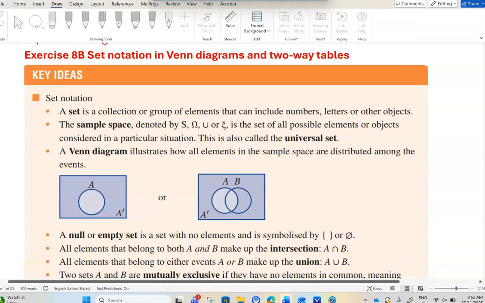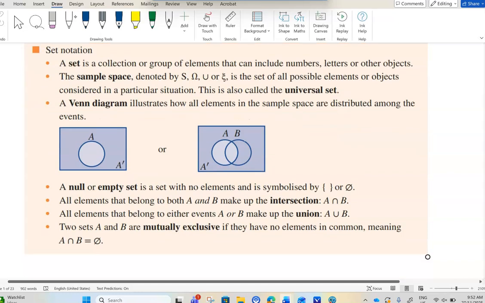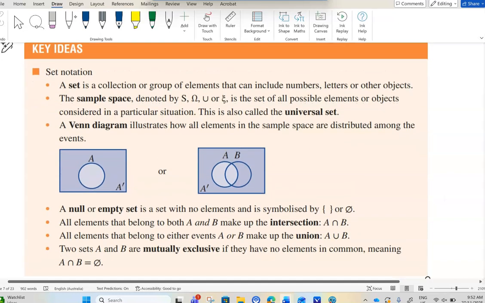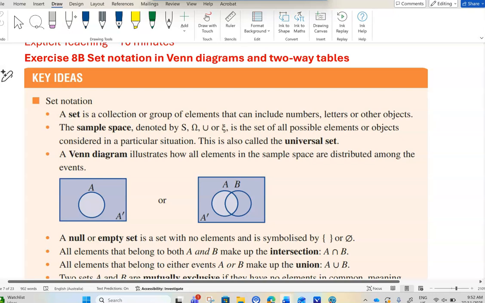Okay, so we're continuing on with probability here. We're going to look at Venn diagrams and two-way tables, which can be used as a display of probability. So let's just go through it.